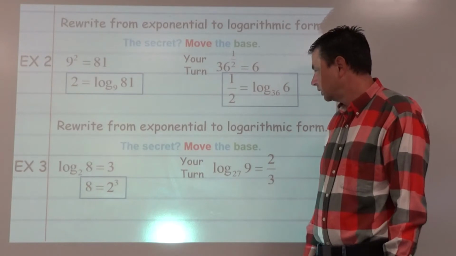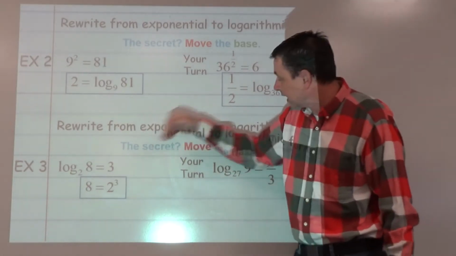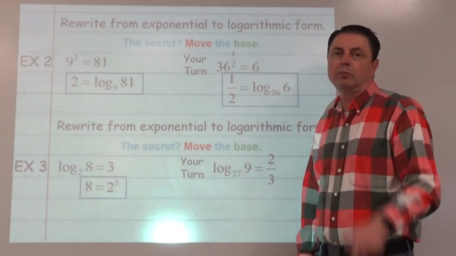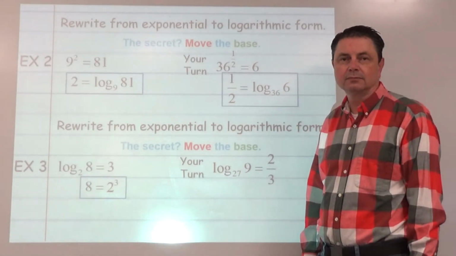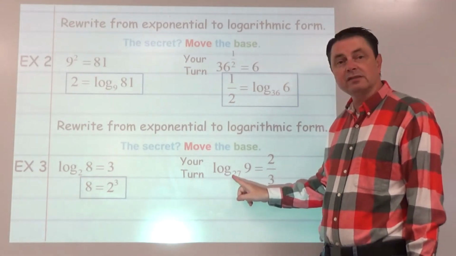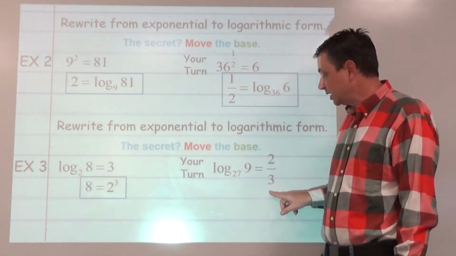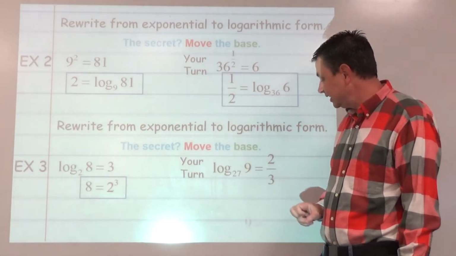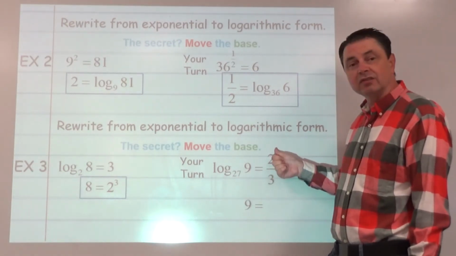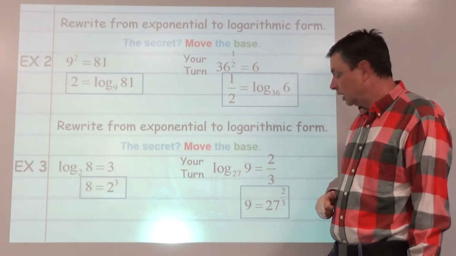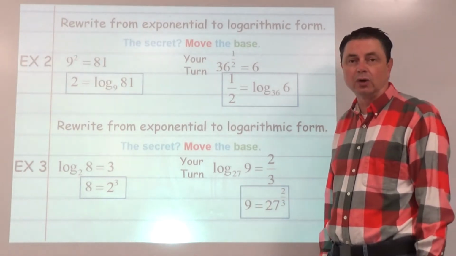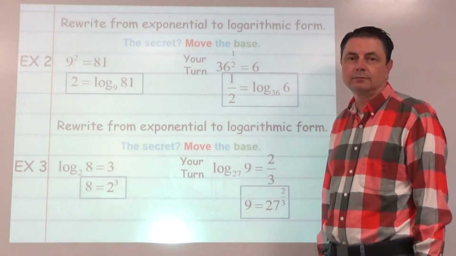It's your turn. Once again, direction switch: rewrite from log form into exponential form. Pause here until you're ready. We're going to move the base. 27 moves to the other side. We drop the log. 9 equals 27 is the base, and that bumps the fraction 2/3 up to be the exponent. 9 equals 27 to the power of 2/3.